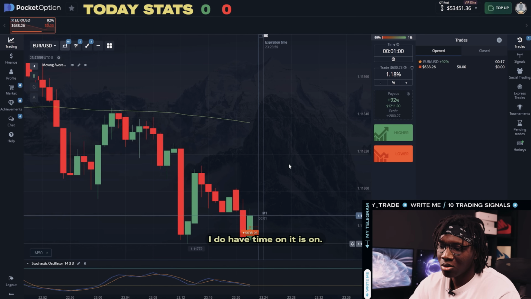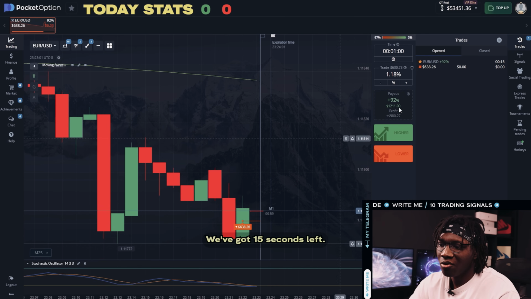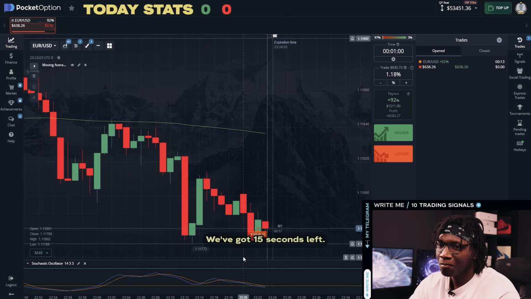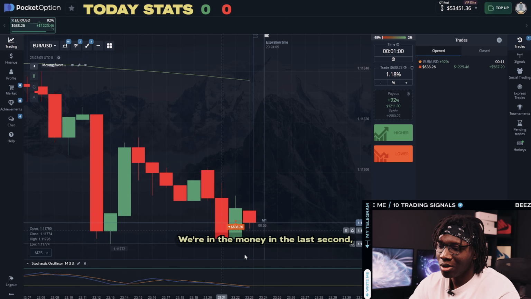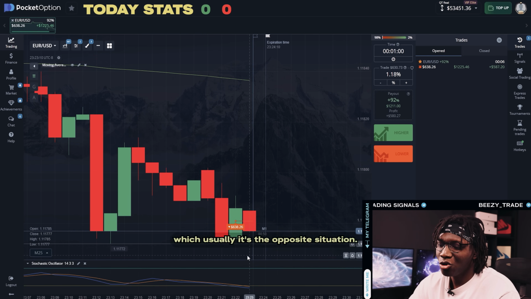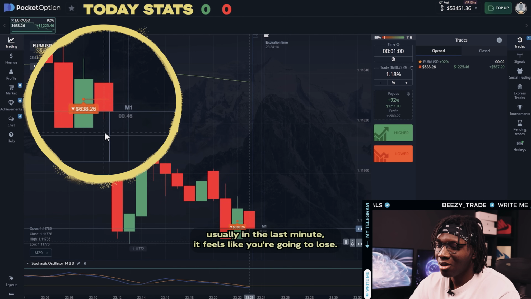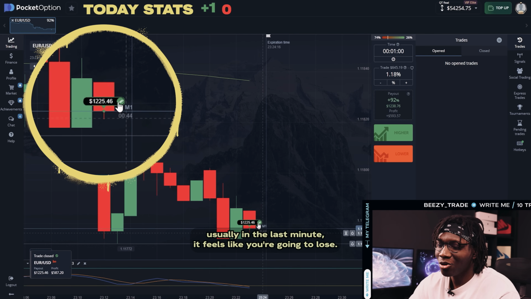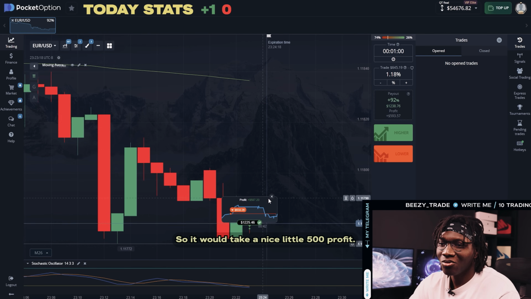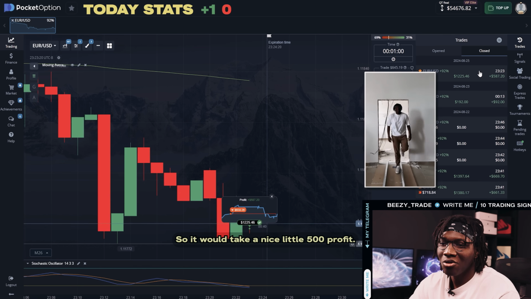It is on. So we're seeing our price. We've got 15 seconds left. We're in the money in the last second, which usually is the opposite situation. Usually in the last minute, it feels like you're gonna lose. So we're able to take a nice little 500 profit, as you can see.